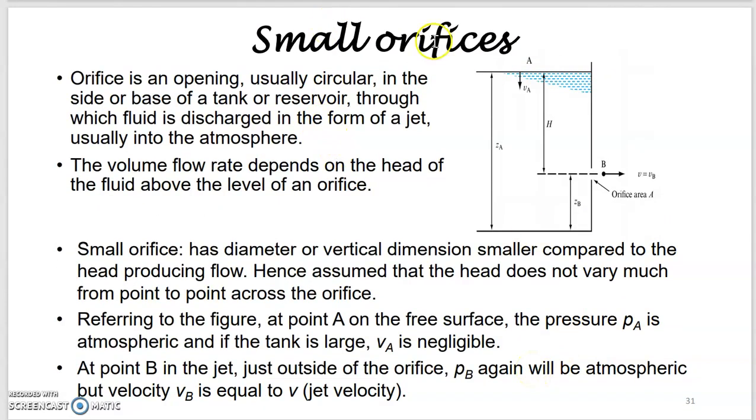So next we have the small orifice. An orifice is an opening, basically circular, in the side or base of a tank or reservoir. So we have this, for example, a tank or reservoir, and then we have an opening, like a circular opening here. Okay, and then this water is discharged in the form of a jet. In the form of a jet means it is shooting out from this reservoir or tank.